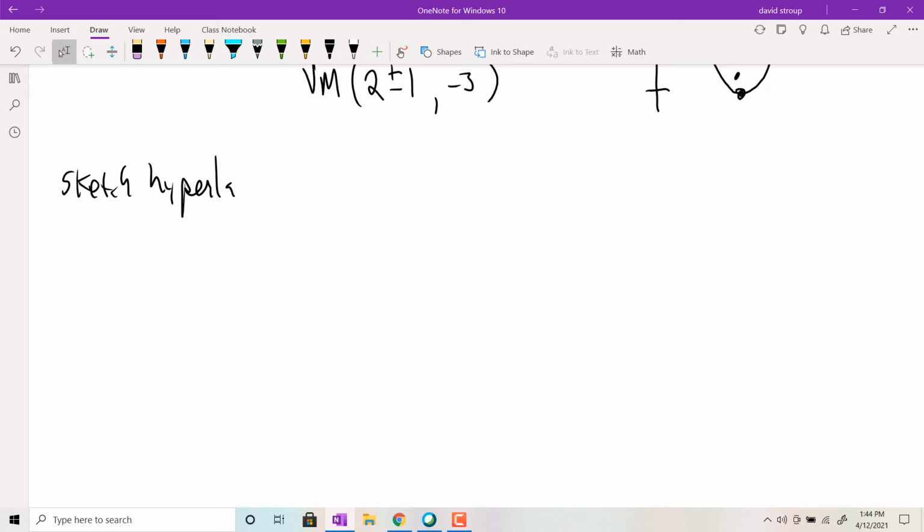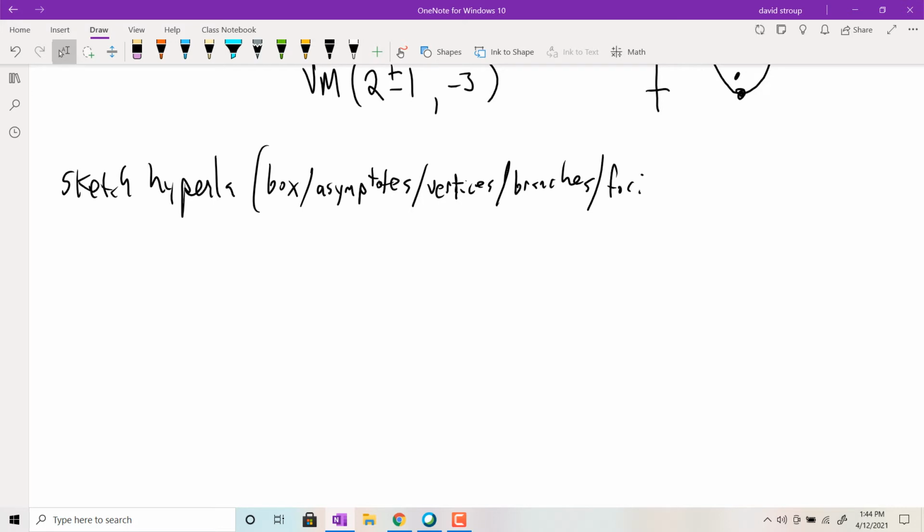And I would expect to see that boxed thing. Also the asymptotes. You don't need the formulas for the asymptotes, you just need to draw them through the corners of the box. Then we need the vertices, obviously the branches, and the foci. And I'll remind you on the test everything you need.